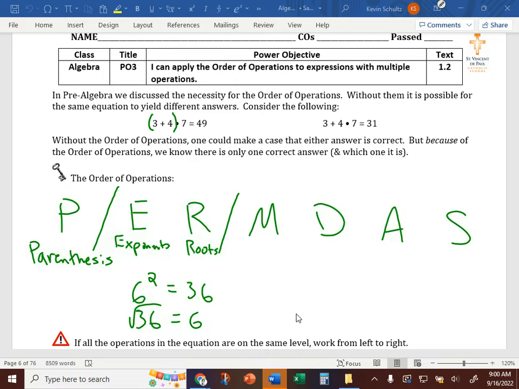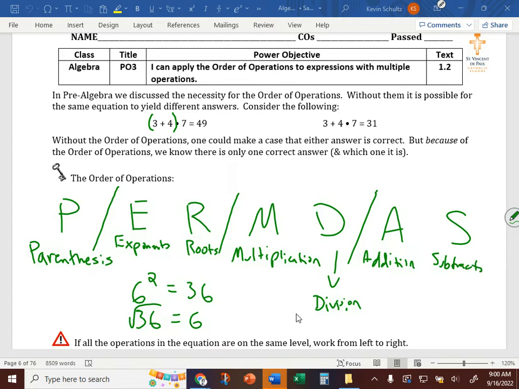Okay, back to PEMDAS. That was fun. M and D, again, they're kind of their own family. They're opposite operations. M stands for multiplication, and D stands for division. And then addition, and subtraction. Okay, questions on the order of operations so far on PEMDAS?